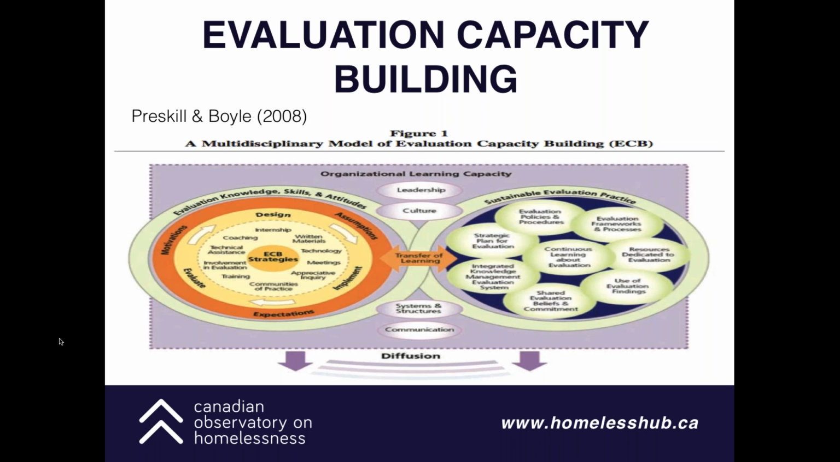So here's a large figure that Preskill and Boyle offer within the article that I'm referencing. You can see there are a lot of components, right? On the left and the right, they both feed into one another, and in the middle, you have different strategies or things to consider as you develop this organizational evaluation capacity. On the right, you can see what evaluation capacity building results in: evaluation policies and procedures, evaluation frameworks and processes, resources dedicated to evaluation, continuous learning about evaluation, a strategic plan for evaluation, integrated knowledge management and evaluation systems, shared evaluation beliefs and commitments, and use of evaluation findings. So this is what evaluation capacity building practice may result in within your organization, right?